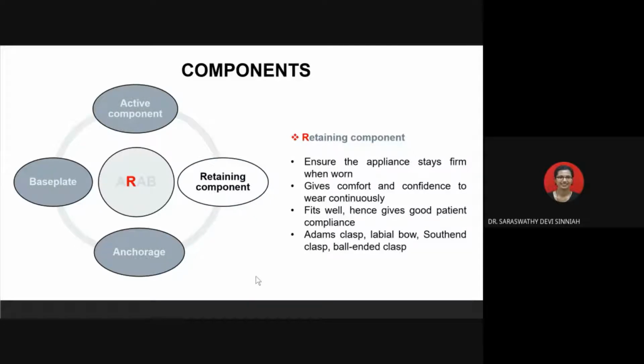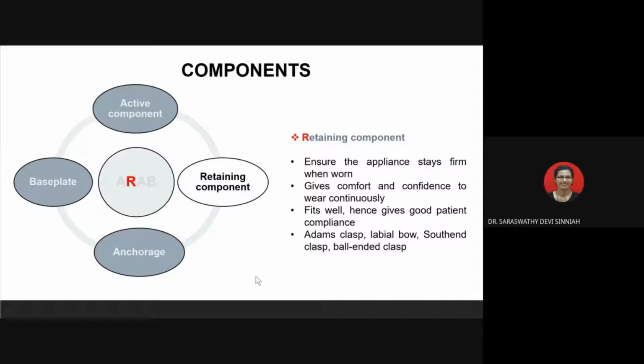Moving on to the retaining component. These are parts of the removable appliance that are incorporated to ensure the appliance stays firmly in the patient's mouth. Patient will feel comfortable and will have the courage to wear the appliance as required only if it fits well. If it's loose or ill-fitting, it may put off the patient and they may not wear it as necessary. As a result, they may lack the confidence to wear the appliance during their normal daily activities. Therefore, the appliance should retain well in the mouth comfortably to gain good patient compliance.